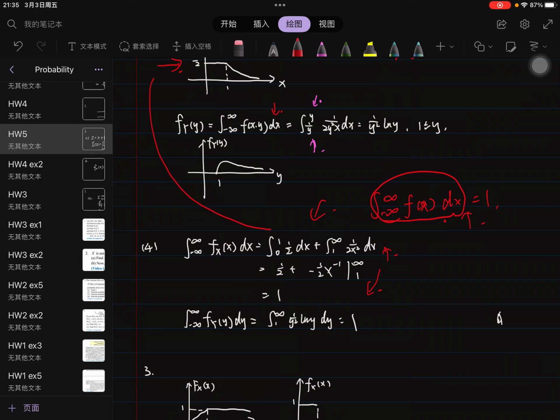For y, we also use the definition, and we get that the result of the integral equals 1 as well. So at this step, we verify that f_X and f_Y are valid density functions.